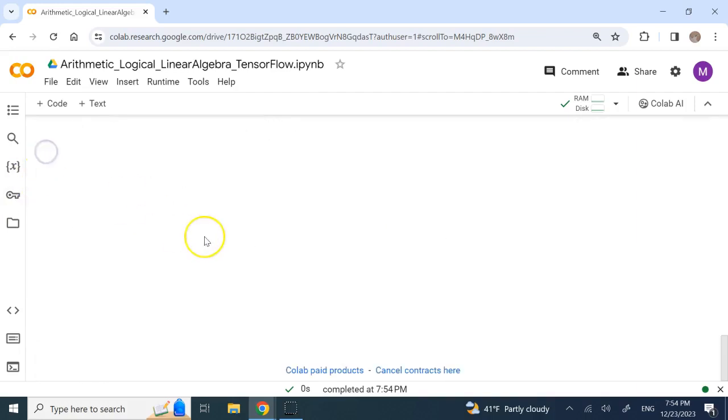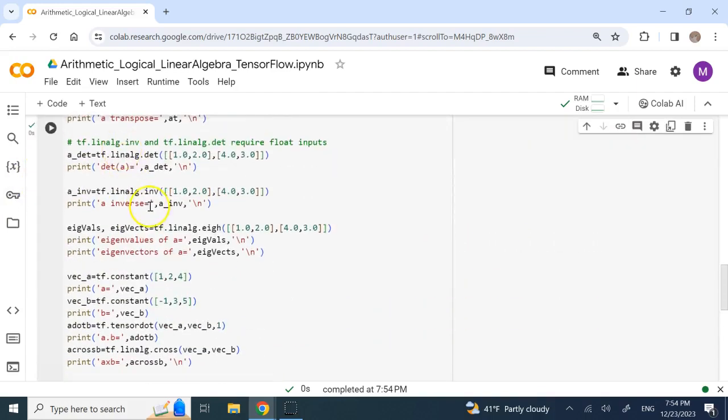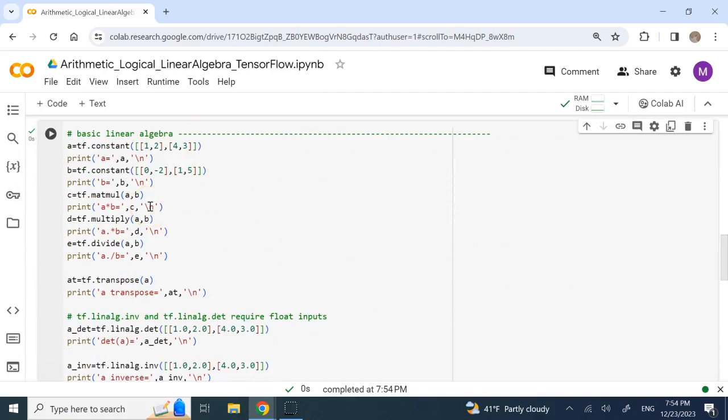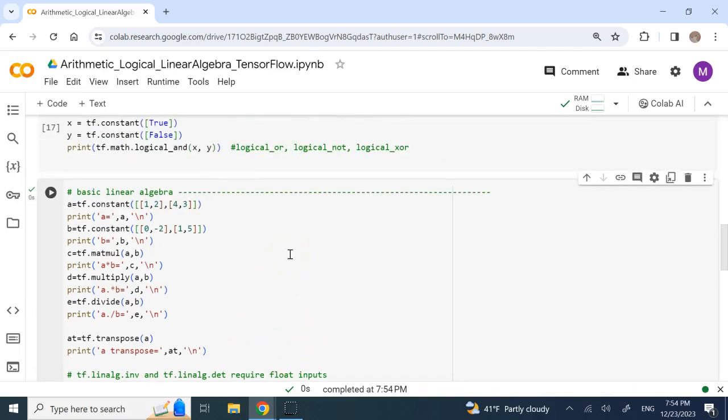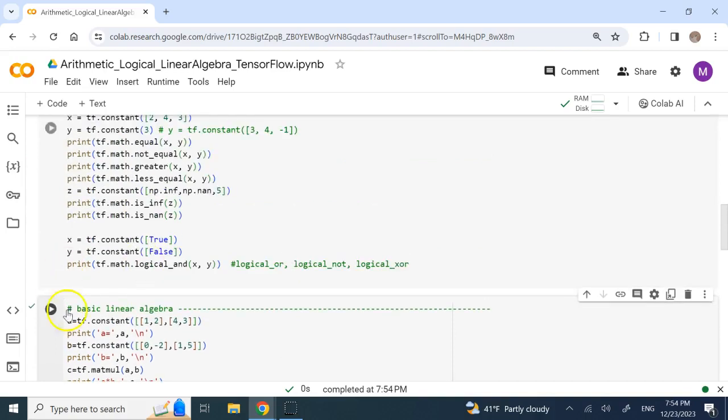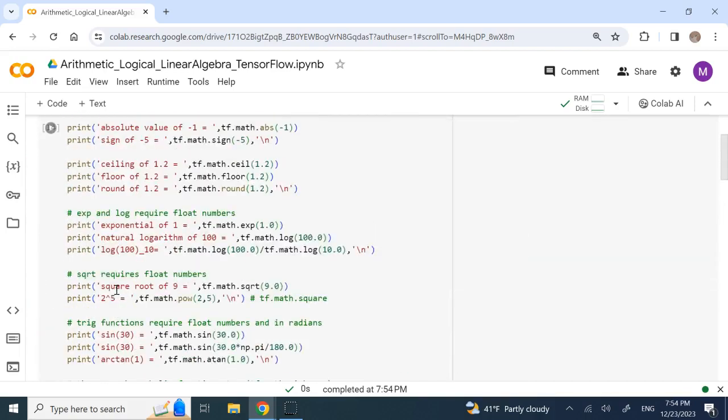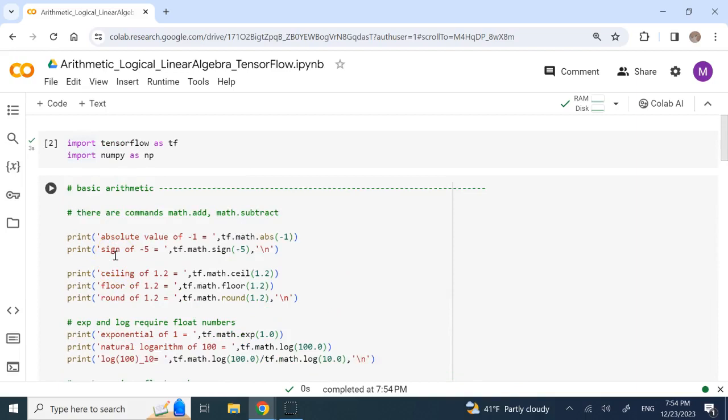And that's it. These are the basic commands for linear algebra. I know you might want, for example, singular value decomposition, Cholesky factorization, all of those, and they're all available. Okay, these are the basic commands for linear algebra, for logical commands, and for arithmetic.